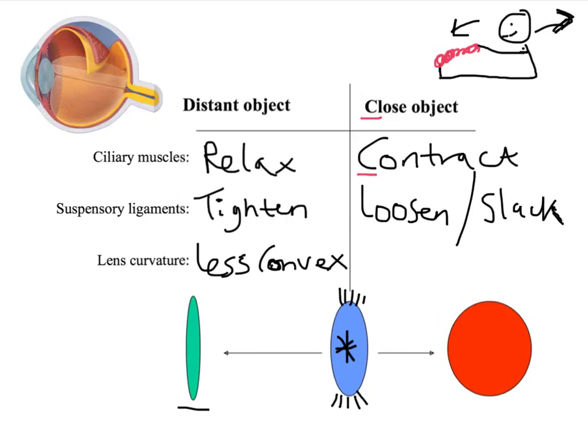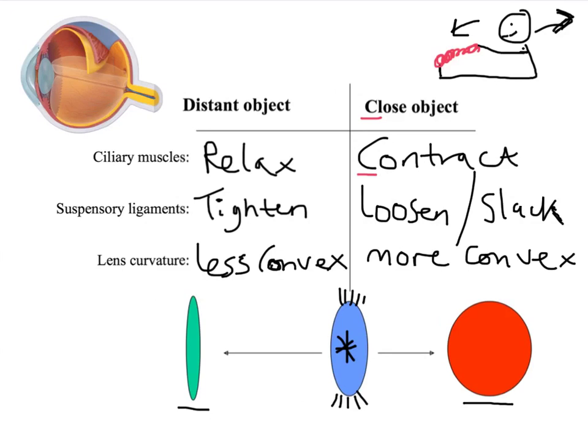Now, when that happens, you'll get something like this red circle at the bottom. The lens will become a bit fatter. It won't be pulled so tightly. So actually, in terms of lens curvature, the lens will become much more convex. It becomes a lot rounder. And that's how the lens will accommodate for an object close up.